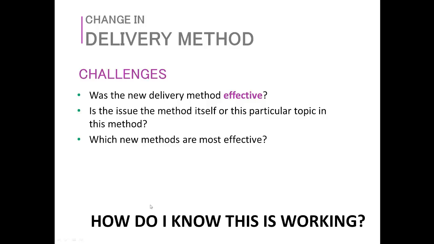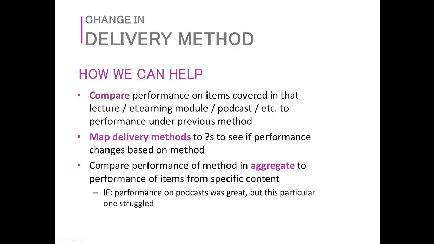So we can help by letting you compare performance on the items that were covered in a lecture versus an e-learning module versus a podcast, et cetera, to determine whether or not the performance is better or worse than the way it was before. If you've got a bunch of questions in our bank and you've been using them, you have some statistics. You know what those item statistics look like, what percentage of students get it right, what the discrimination indexes are, and all those things. Well, if you change the method of delivery of a piece of content, and then you look at the questions that cover that content and the performance went up, great. If the performance went down, okay, changing the delivery method hurt something.